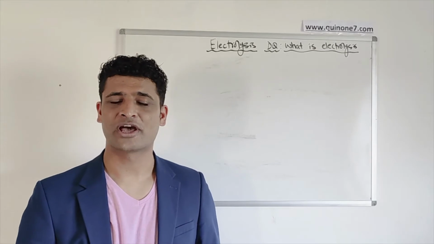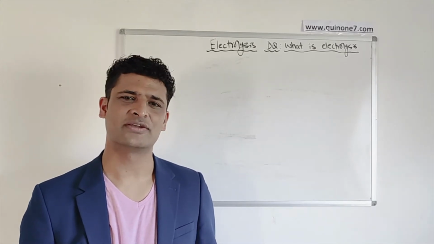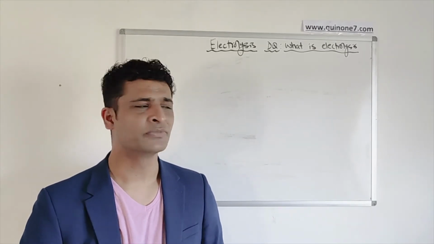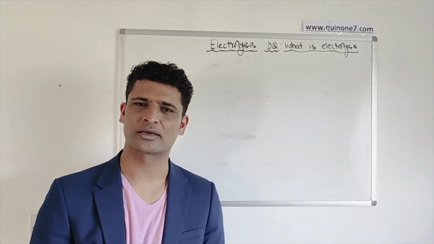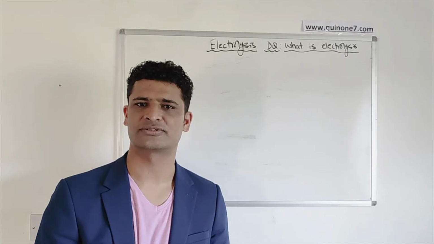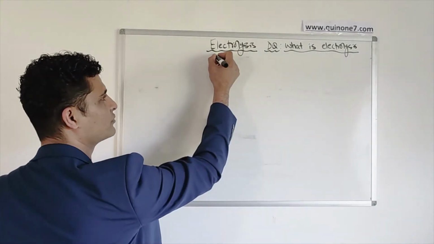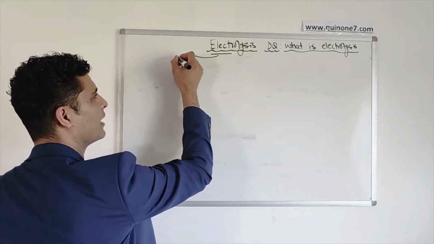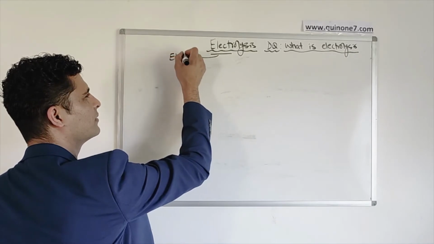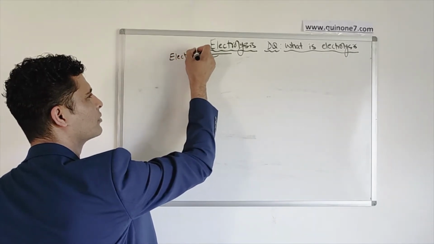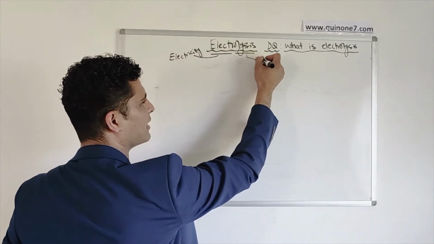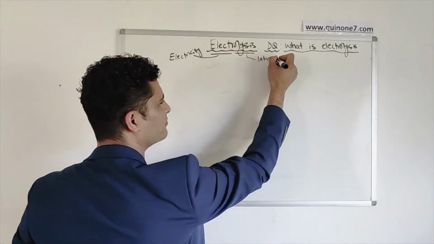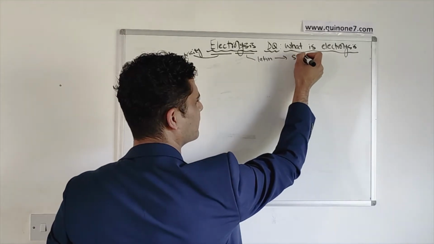Today we're going to look at electrolysis. This video is actually for the GCSE students only. Electrolysis means you are breaking or splitting a compound into its components by using electricity. It comes from two parts. Electro means electricity, and lysis is a Latin word which means splitting.